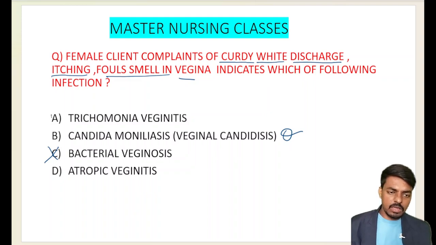And if in the question the green color discharge with foul smell and intense itching is there, then the answer is Trichomonas vaginitis, the flagellated protozoal infection.